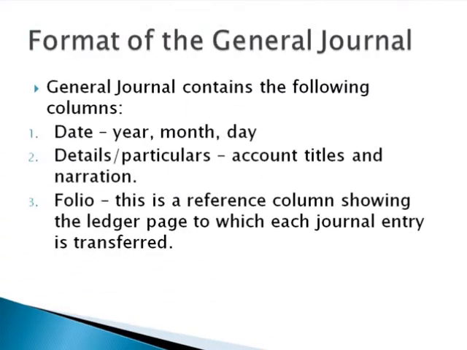We now look at the format of the general journal. The general journal contains the following columns: date, year, month, date, details, or particulars. Another name for details is particulars. In this here you have the account titles and the narration. Folio. This is a reference column showing the ledger page to which each journal entry is transferred. And you know this already. I'm going to say PL and SL. This time we'll be using GL or CB for cash book. GL means what? General ledger.